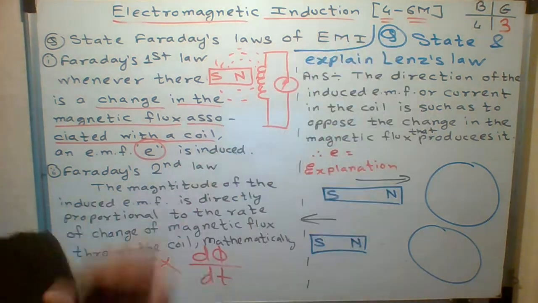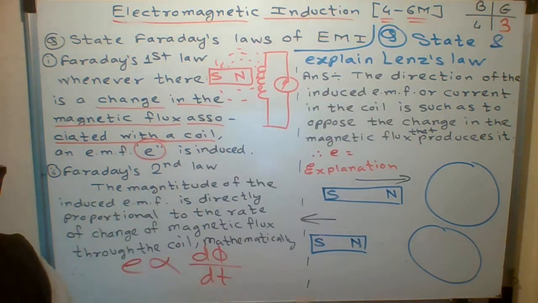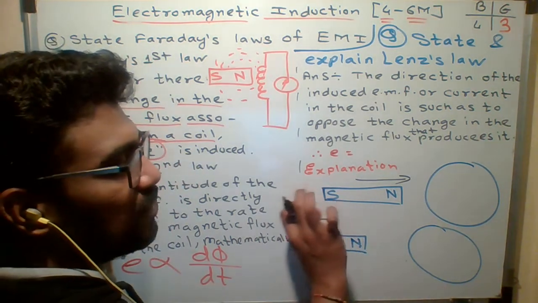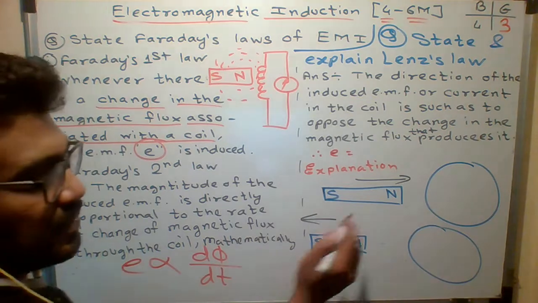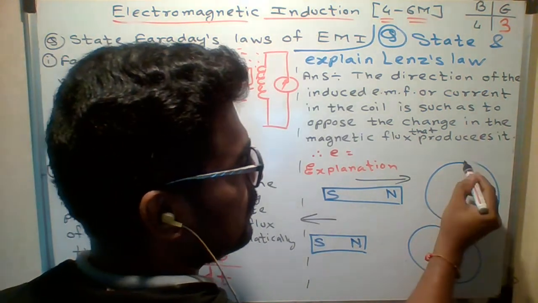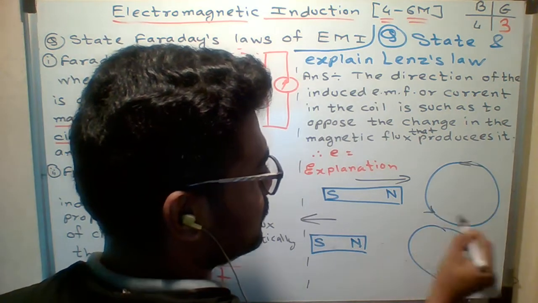That is called Lenz's law. What is the statement of Lenz's law? Lenz's law states that, students, all of you concentrate. When the magnet is moving towards the coil, meaning the north pole is moving towards the coil, the direction of the current will be anti-clockwise.